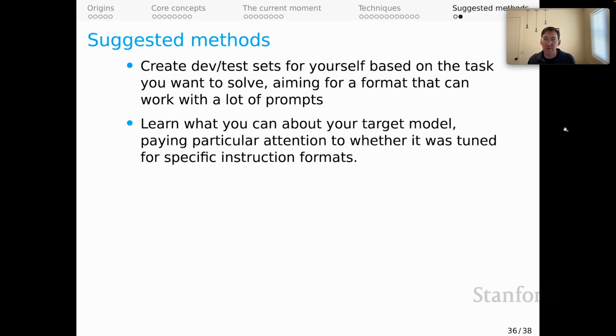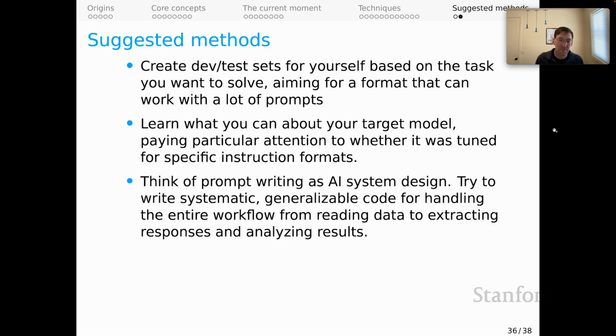Learn what you can about your target model, about how it was trained and so forth, paying particular attention to whether it was tuned for specific instruction formats. I think we have already seen that to the extent that you can align with its instruct fine-tuning data, you will get better results. Often we don't know what that data set was like, but we can discover it in a kind of heuristic fashion, at least in part.